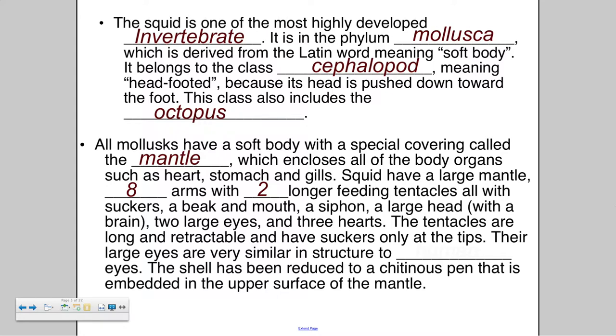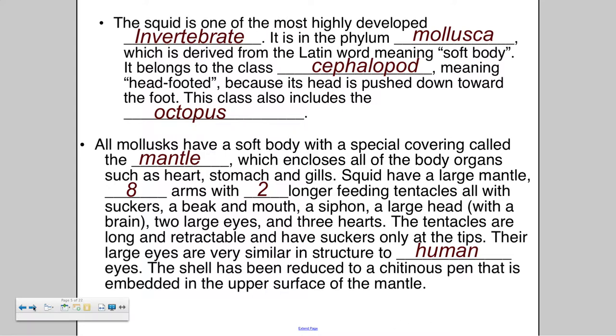Their large eyes are very similar in structure to ours. Human. Their eyes are very structured like ours. Looks like our eyes. Keep going. Chitinous. The chitinous is kind of like cartilage. Kind of like the gristle of a chicken bone.